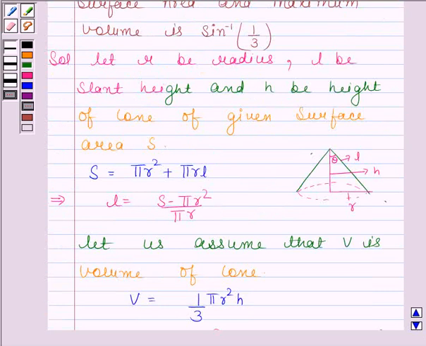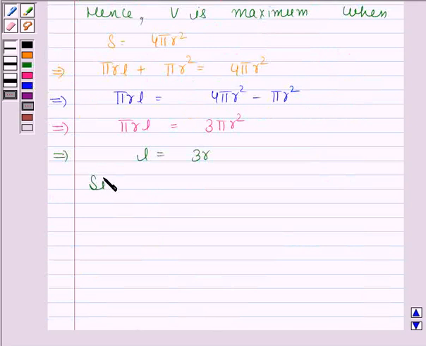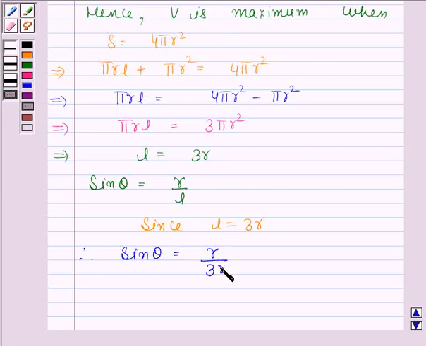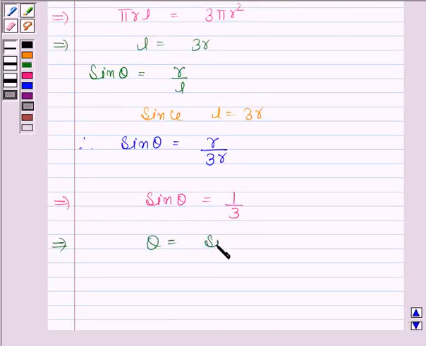We know that sine theta is equal to perpendicular upon hypotenuse. Now here perpendicular is equal to r and hypotenuse is equal to l. So sine theta is equal to r by l. Since L is equal to 3R, therefore sine theta is equal to R by 3R, and this implies sine theta is equal to 1 by 3, and this implies theta is equal to sine inverse 1 by 3. Hence, we prove that semi-vertical angle of right circular cone of given surface area and maximum volume is sine inverse 1 by 3.